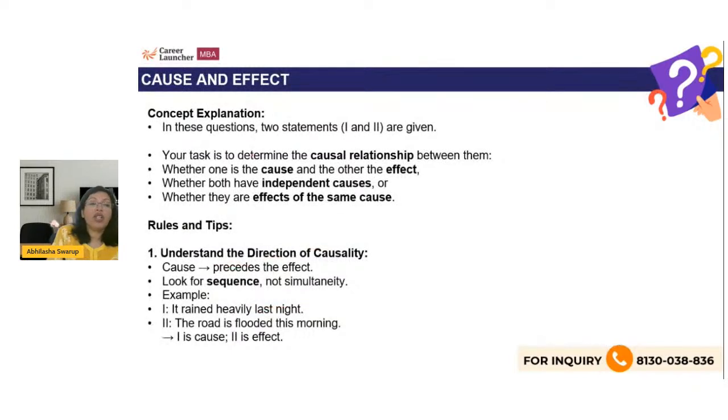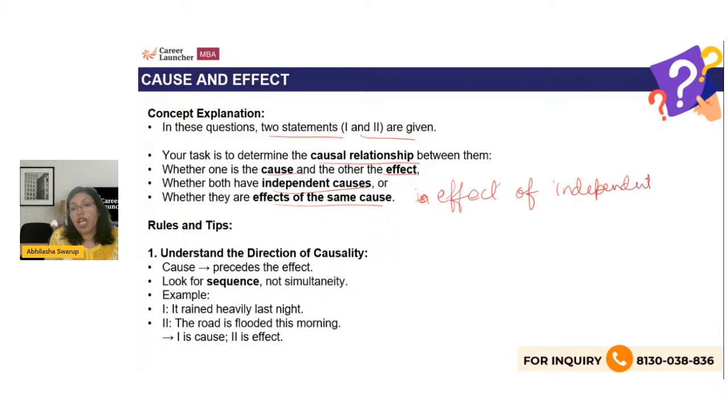Now, in cause and effect questions, 2 statements, 1 and 2 are given. You have to identify what is the causal relationship between the two. If one is the cause or the effect, or if both are independent causes, or both are effects of the same cause, or if they are effects of independent causes. So that also is possible. There is one more option, which is effects of independent causes. Now, please understand that questions may have different types of options.